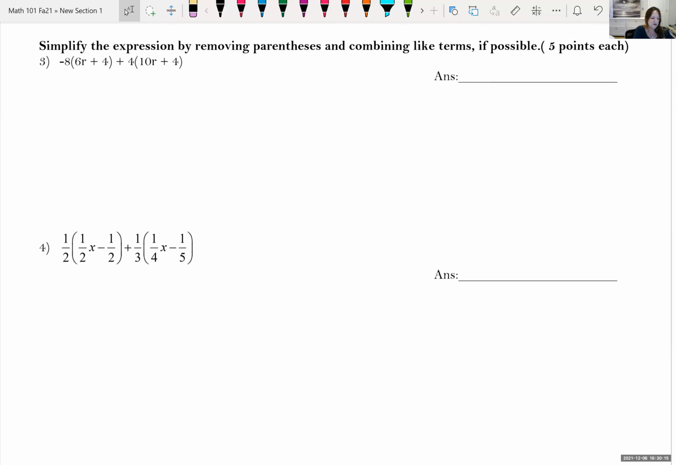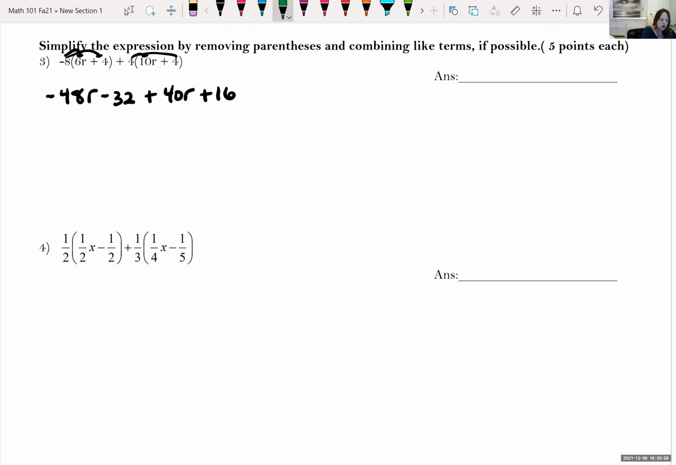Okay, so first thing we want to do in this next problem, we're simplifying this expression. You must notice that this problem does not have an equal sign in here, so we're not solving for the variable. And we can't do something on one side as we do on the other. So first thing we want to do is distribute. Let's distribute that -8 to both terms. And so -8 times 6r, that's -48r. And -8 times +4, that's -32. Plus, now let's distribute the 4 here. So we have 4 times 10r is 40r. 4 times 4, so plus 16.